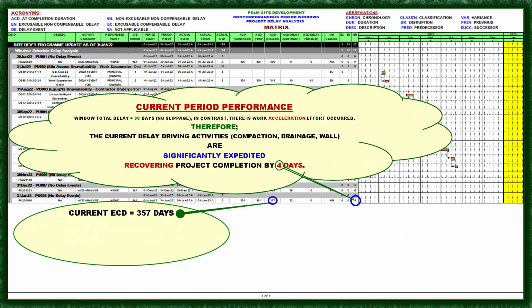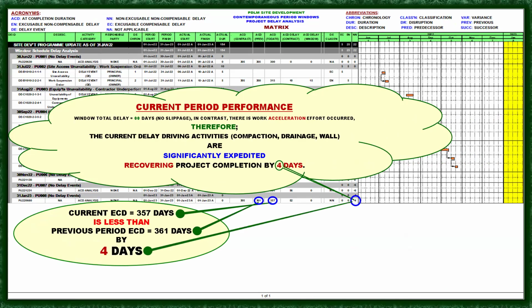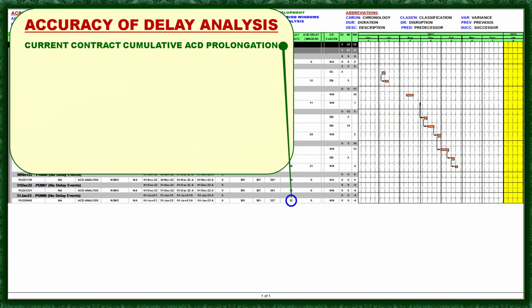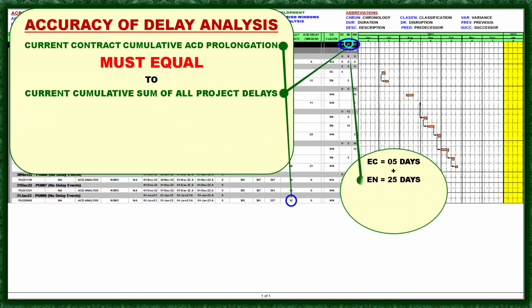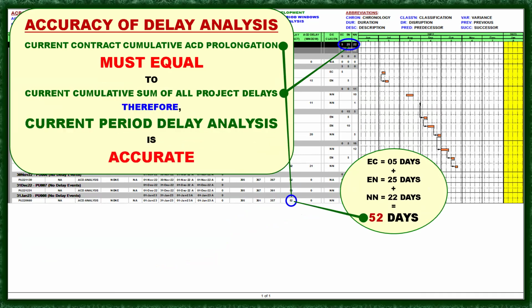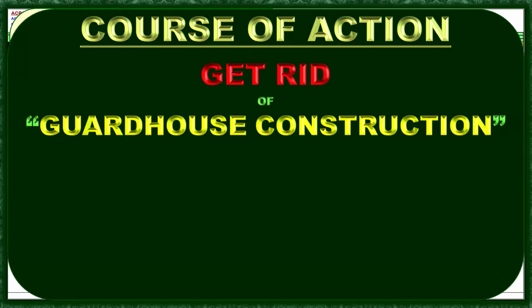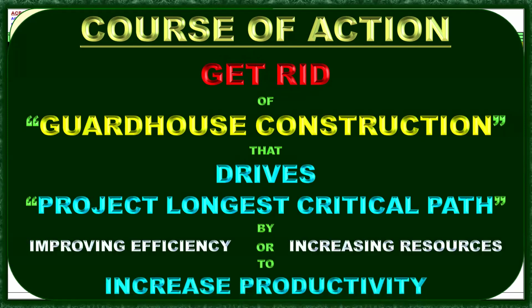So current ECD is 357 days. It's less than the previous period ECD, which is 361, by 4 days. So there is an acceleration effort done for this period against the previous period program update. Okay, the accuracy. So the same procedure, 52 days. And it must be equal to 5 plus 25 days excusable non-compensable plus 22 days non-excusable non-compensable. So it will give you how much? 52 days. Therefore, current period delay analysis is accurate. Next, the course of action. Get rid of guardhouse construction that drives the project's longest critical path, improving efficiency and/or increasing resources to increase productivity.